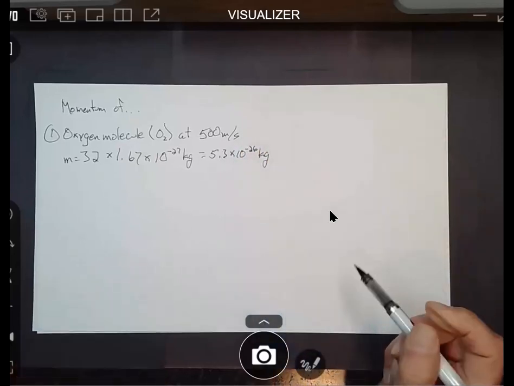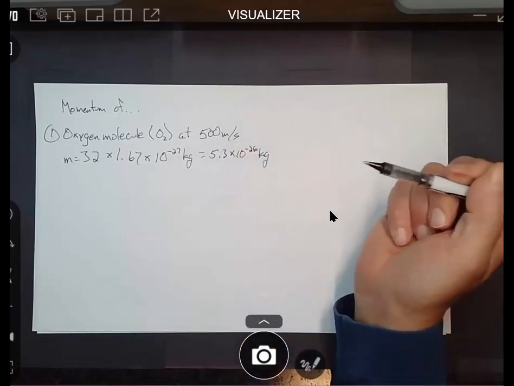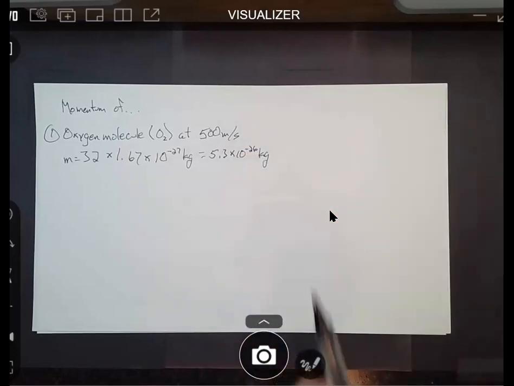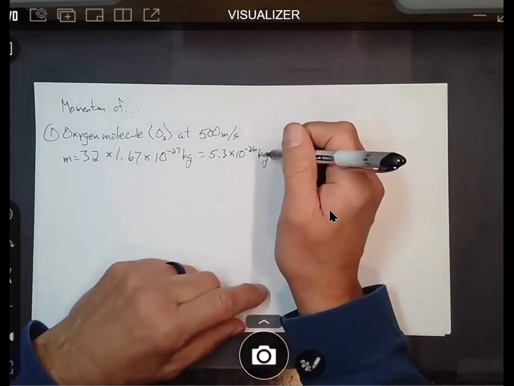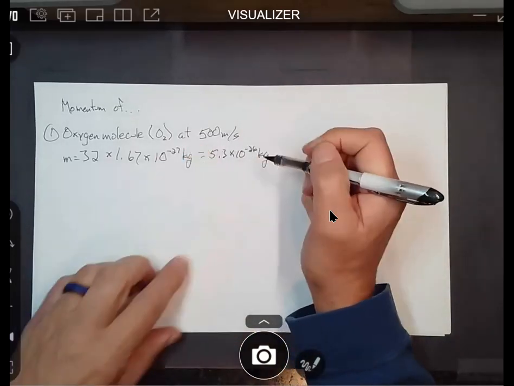Now, if you wanted to be more exact about it, you could look at the molar mass of oxygen. You could divide that by Avogadro's number, 6.02 times 10 to the 23rd, and then multiply it by 2 because you've got two oxygen atoms, and figure it out that way. But they're going 500 meters per second.